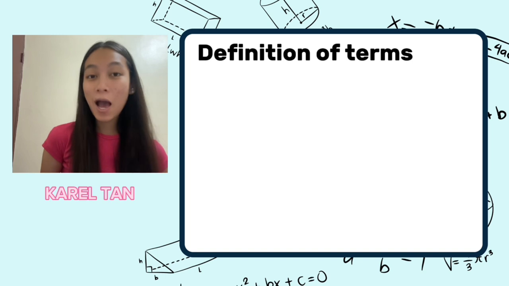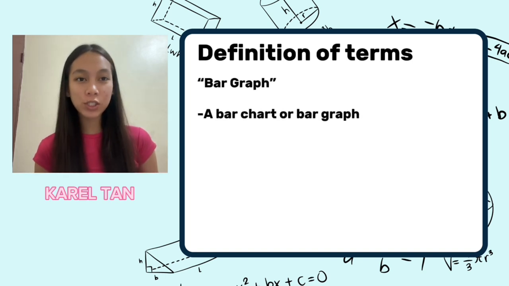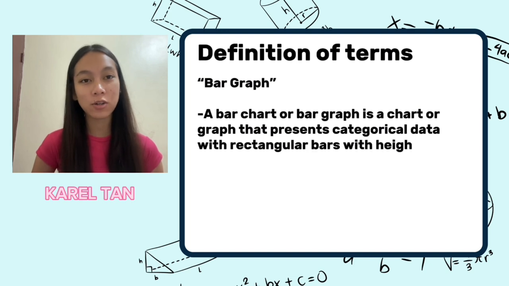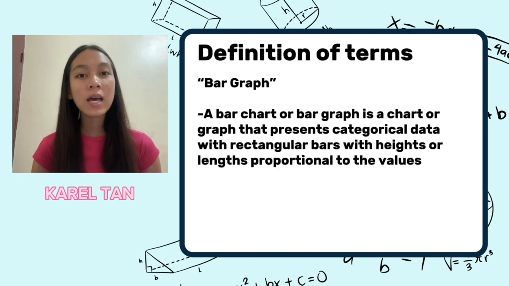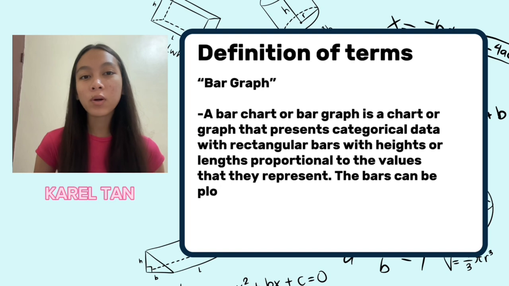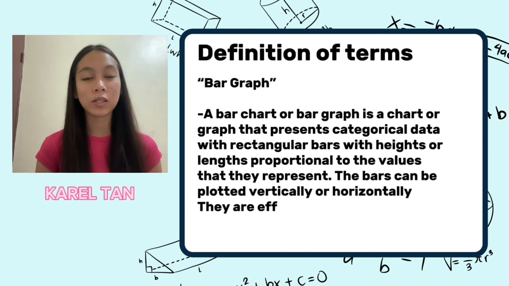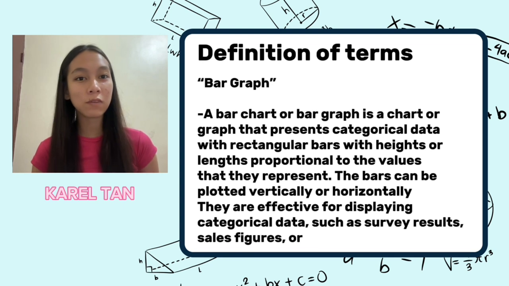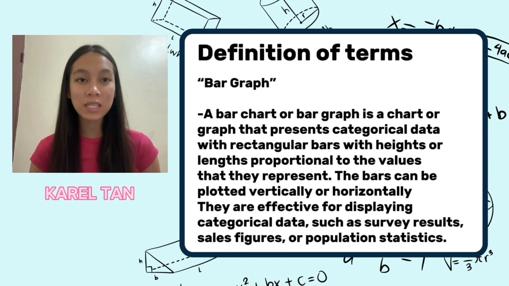Definition of terms. Bar graph. A bar graph is a chart or graph that presents categorical data with rectangular bars with heights or lengths proportional to the values that they represent. The bars can be plotted vertically or horizontally. They are effective for displaying categorical data such as survey results, sales figures, or population statistics.